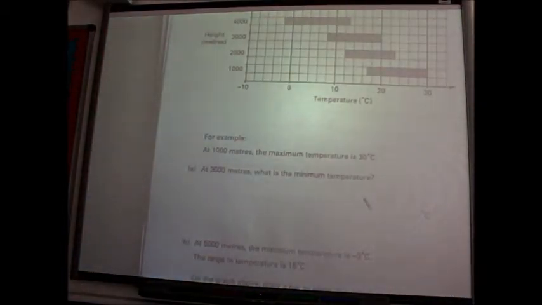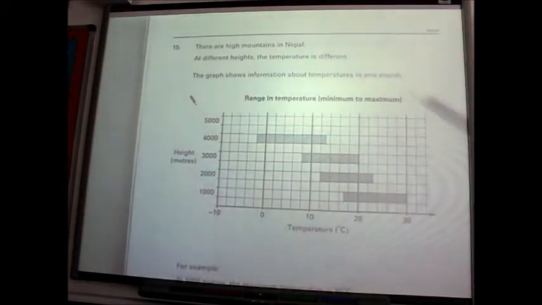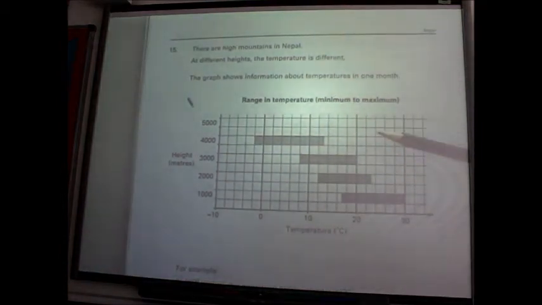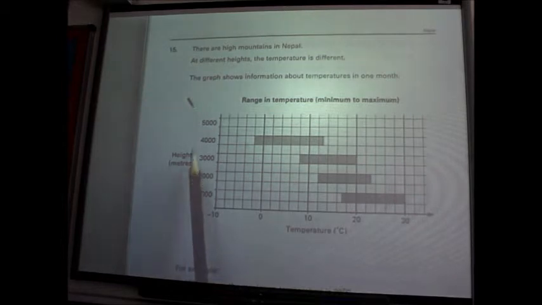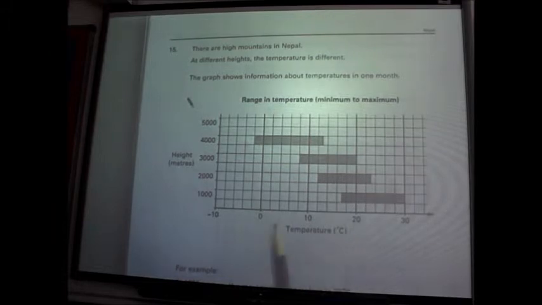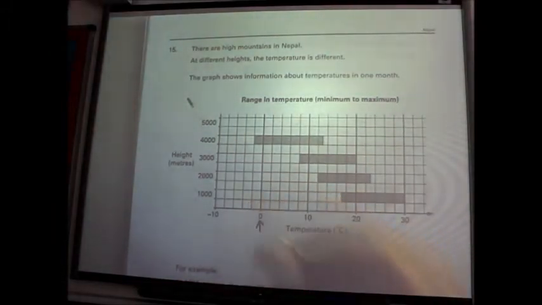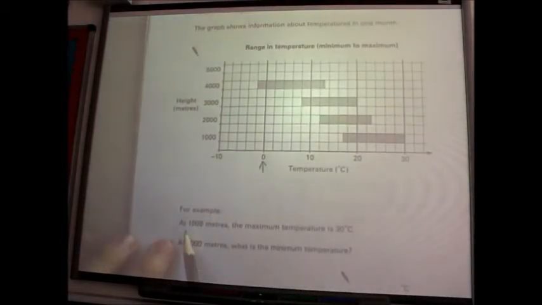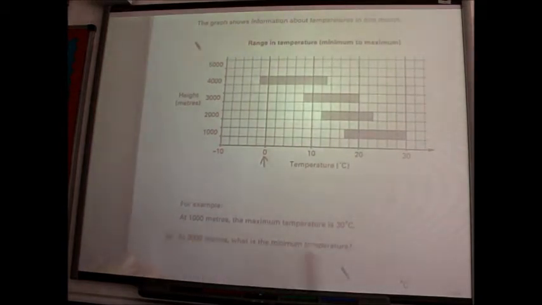Question number 15. There are high mountains in Nepal. I think they're called the Himalayas. At different heights, the temperature is different. So you can see here, as the height goes up, this one, that's 1,000 meters high, 2,000, 3,000, 4,000, 5,000. And the temperature's here. This is 0, so this will be freezing. This is below freezing, and this is warmer up here. So it says, for example, at 1,000 meters, the maximum temperature is 30. So 1,000 meters, here's the temperature, and the maximum is 30 there. The lowest is 10, goes up in twos this, so 12, 14, 16. Lowest there is actually 17.